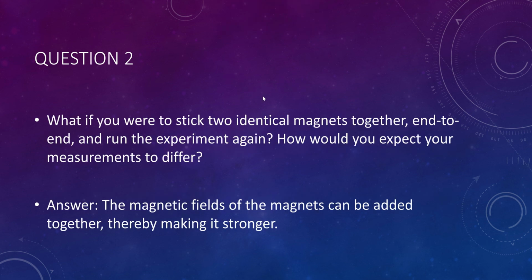And then the second question is, what if you stuck two identical magnets together end to end and ran the experiment again? How would these results differ? So we know that the magnetic fields of the magnets would be added together, thereby making it stronger. It wouldn't necessarily make it double just because of the distances between the magnets.